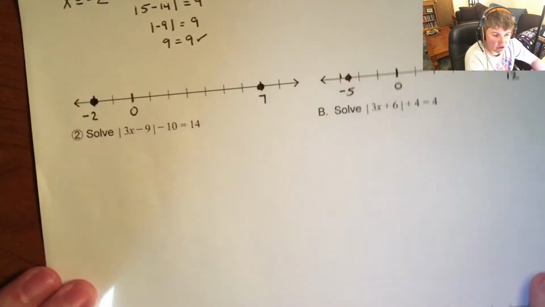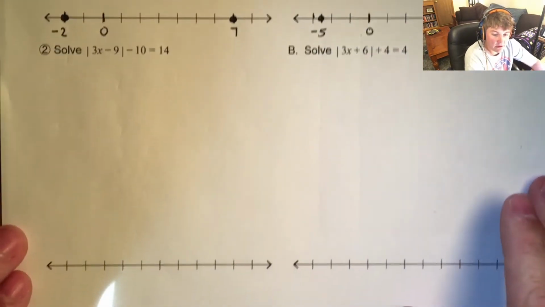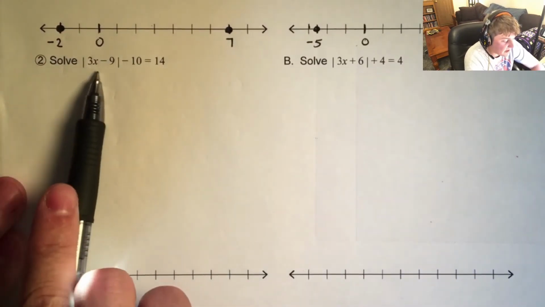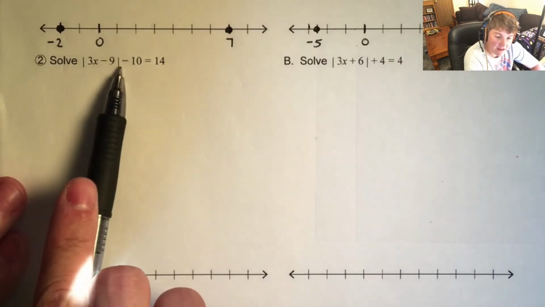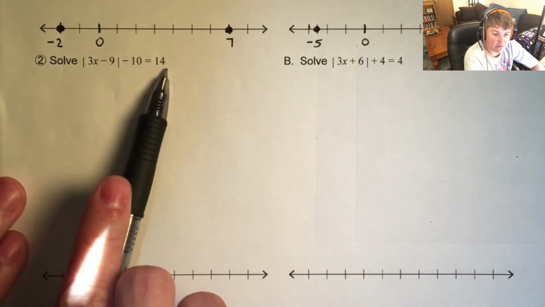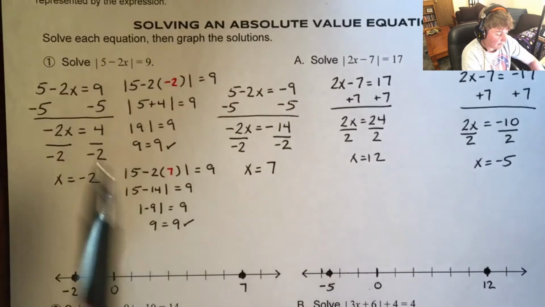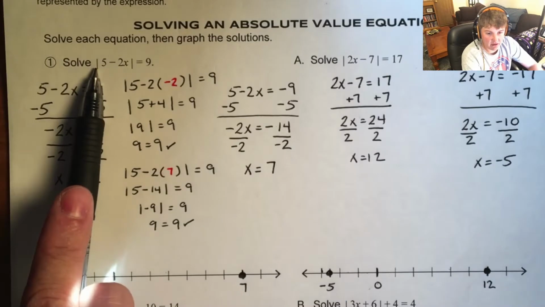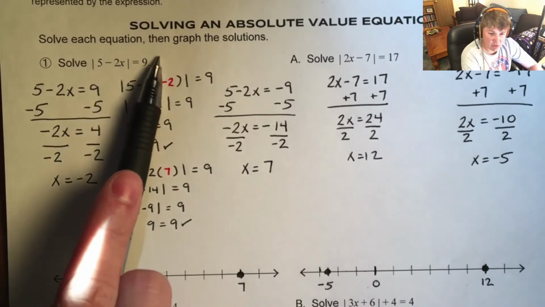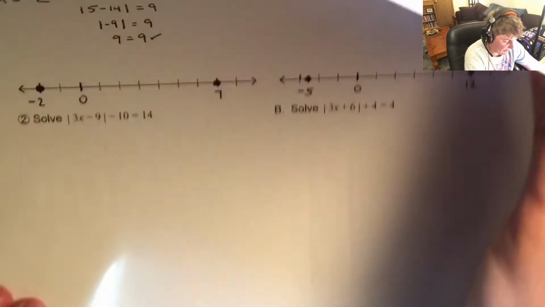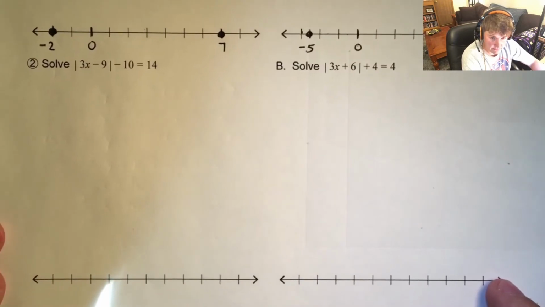Okay, so as I'm looking at a problem like number 2, there is a little bit of extra stuff going on, right? I have the absolute value of 3x minus 9, then I'm taking away 10 is equal to 14. Well, these problems could be solved quite easily if they were just set up like this. The absolute value of something is equal to a number. We know how to solve those. Those are very convenient for us to solve, especially if we have an understanding of absolute value.